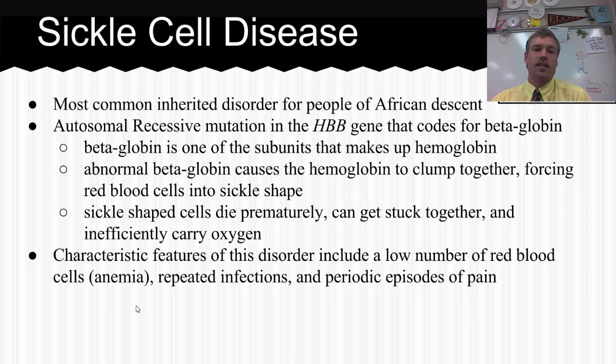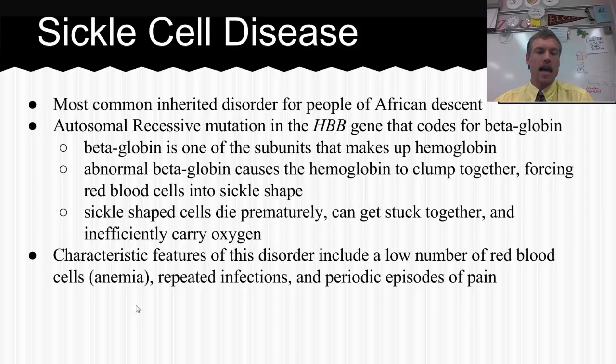We also have sickle cell disease. This is another autosomal recessive mutation. This type is in the HBB gene. This is the most common inherited disorder for people of African descent, and it codes for beta globin. The gene HBB codes for beta globin, which is a part of hemoglobin. It's one of the subunits. Hemoglobin is made up of 4 subunits, 2 beta globins and 2 alpha globins. And so this is a mutation that occurs in the beta globin.